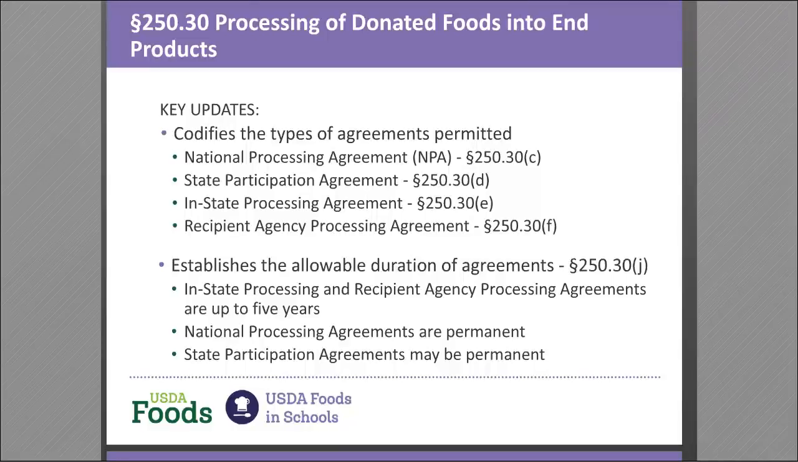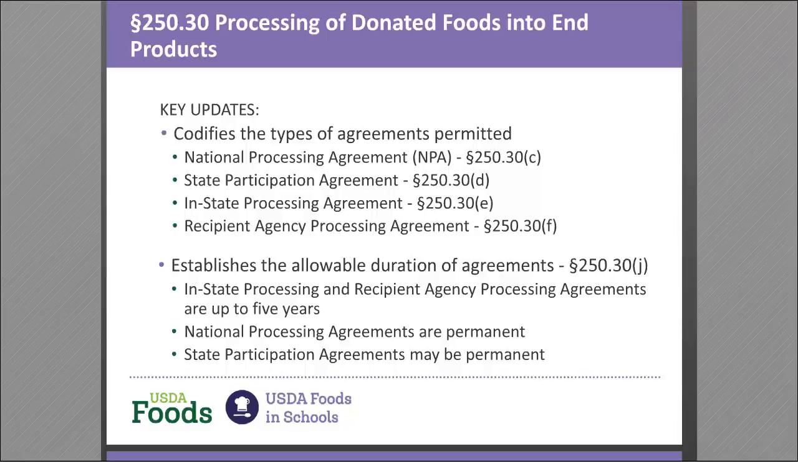250.30 clarifies that the processing of USDA foods must be done in accordance with a processing agreement, and that processing agreements are required in addition to, not in lieu of, the competitively procured contracts required in the new 250.31. These agreements are required to ensure that all federal and state processing requirements are followed, and competitively procured contracts are required to ensure that full and open competition takes place in accordance with federal, state, and local procurement rules.